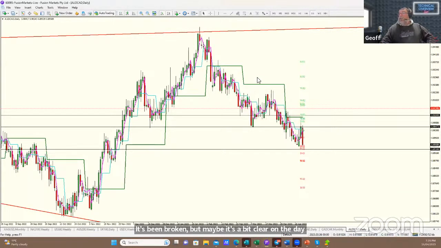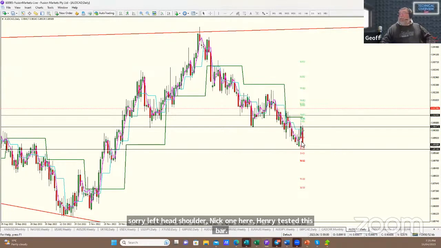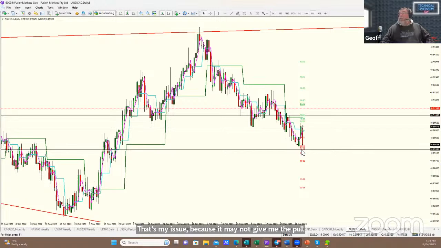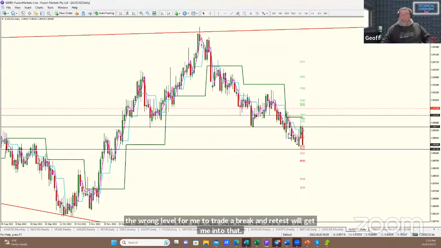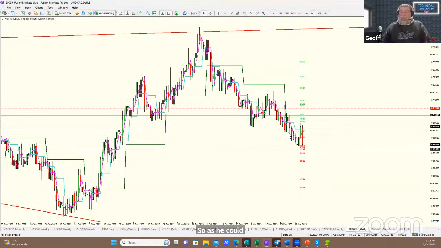Left, head, shoulder, neckline here, been broken and retested with this bar. That's my issue, because it may not give me the pullback that I want straight away. If it goes, it goes. I just don't trade here. It's at the wrong level for me to trade. A break and retest will get me into that. So Aussie CAD, also definitely a favourite of mine this week, and I will be watching it very, very closely.